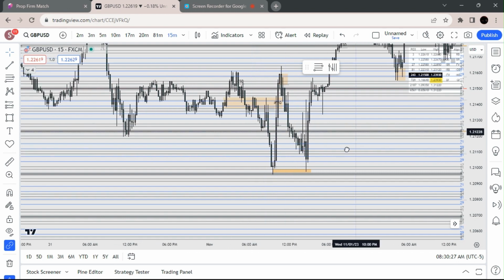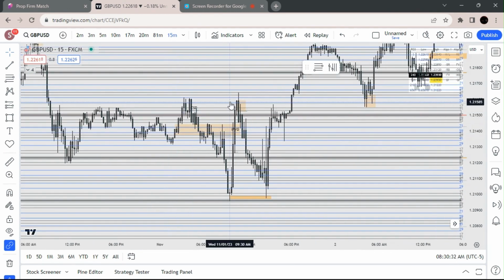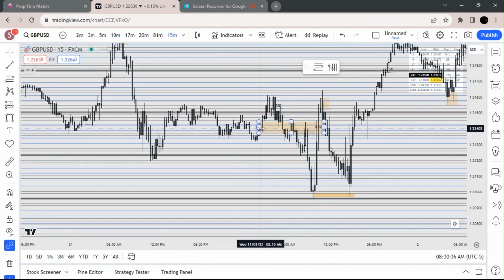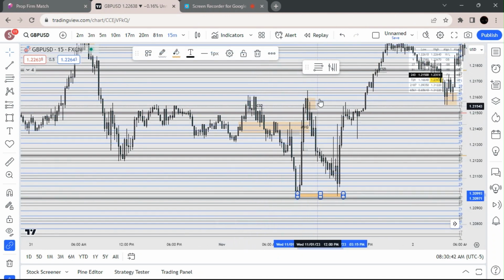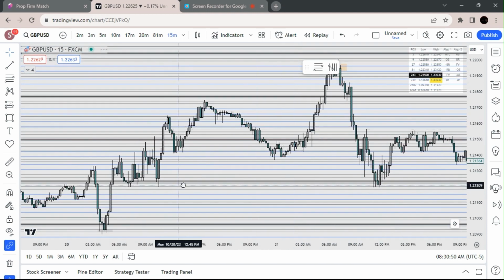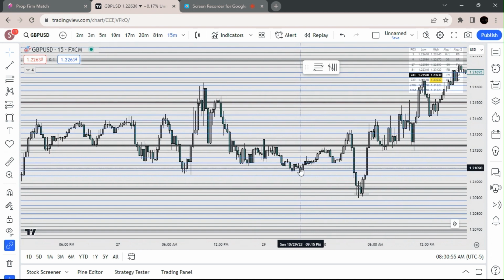Even this, like, bias isn't certain, whatever day this is, Wednesday. But you can see once we reject from this area, come down, back up to that area, we hold that, you could short that, and then you come back down to this area, you could long that. It's that simple.